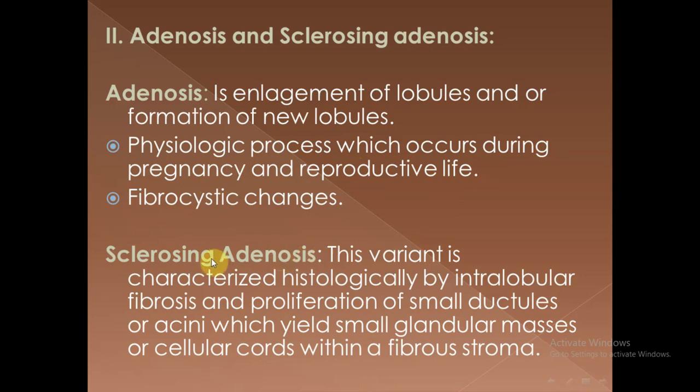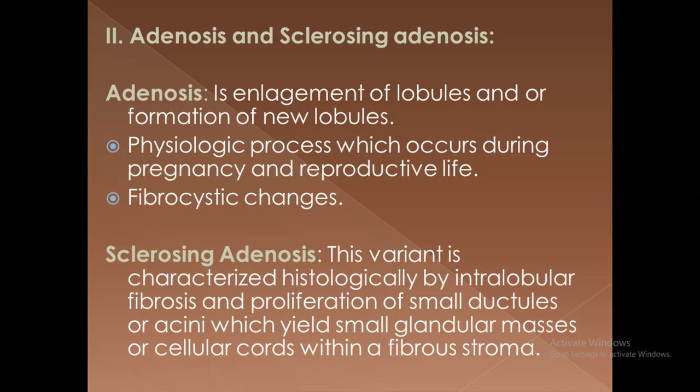In physiologic adenosis, it normally occurs during pregnancy and reproductive life. Sclerosing adenosis is an important subject because it can be mistaken both clinically and microscopically for carcinoma, because we can see proliferation of small glandular structures or acini or ductules, small ductules proliferated, and there is proliferation also of fibrous stroma.